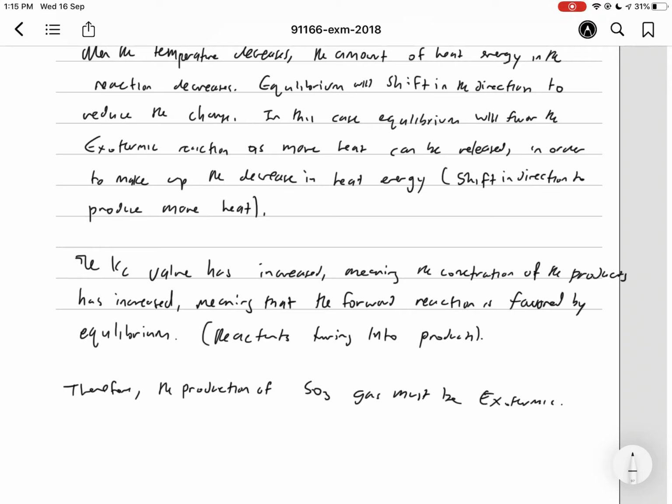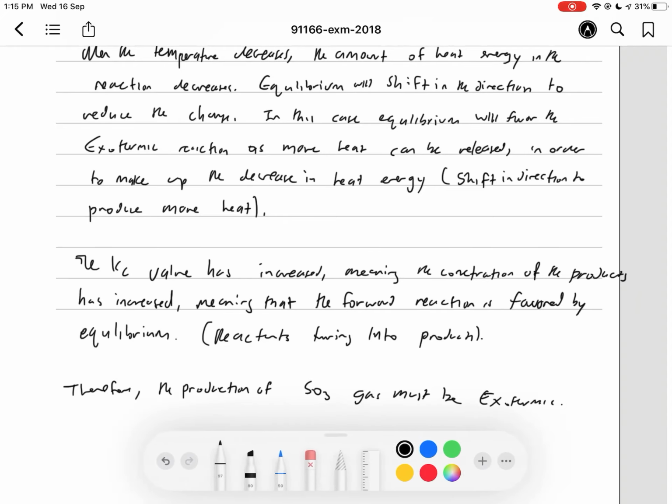Okay, our part number 2 is saying that when the Kc values increase, that means more products are being produced from the reactants. So there's less reactants and it's more products, meaning that some reactants have turned into products. So therefore, the forward reaction was favored, and therefore, because the equilibrium is favoring the exothermic reaction and is also favoring the forward reaction, therefore the forward reaction must be that exothermic reaction. So therefore, the production of SO3 gas must be exothermic. So linking all those points together, that will get you an excellence grade for this question.